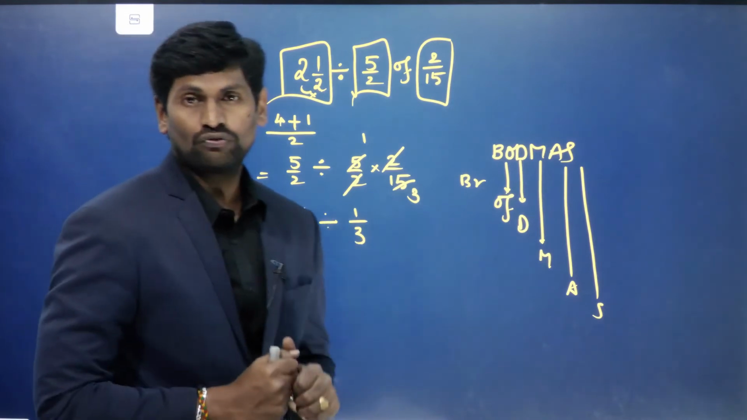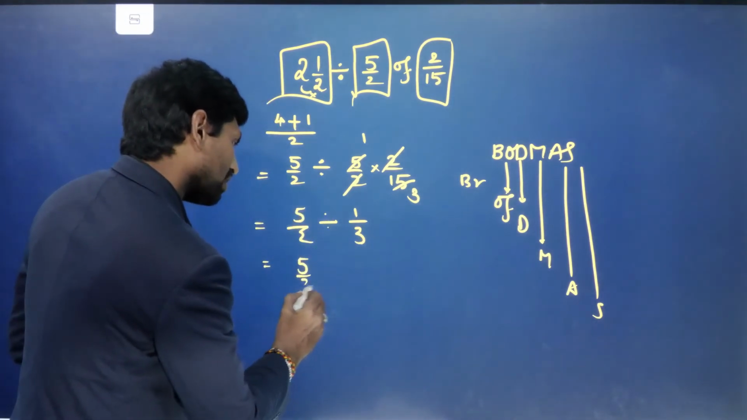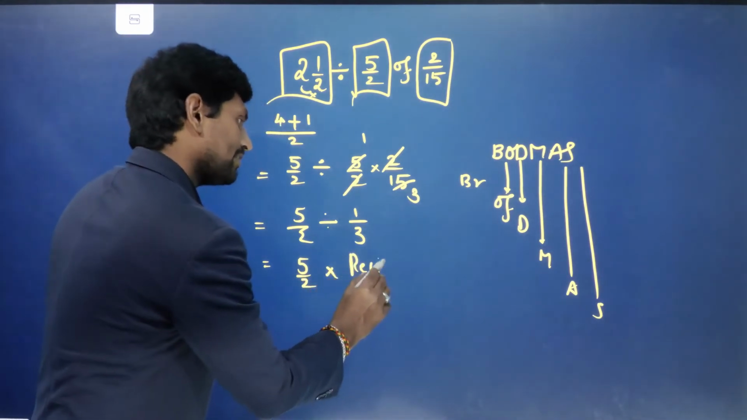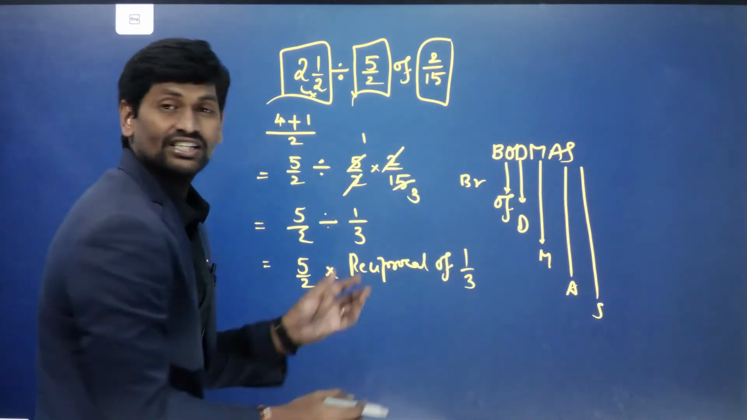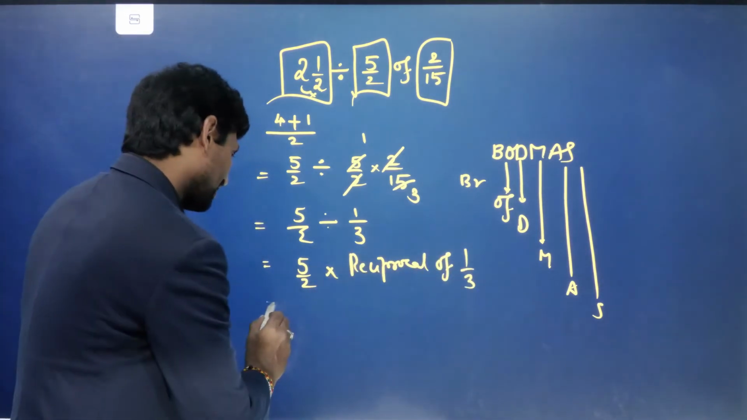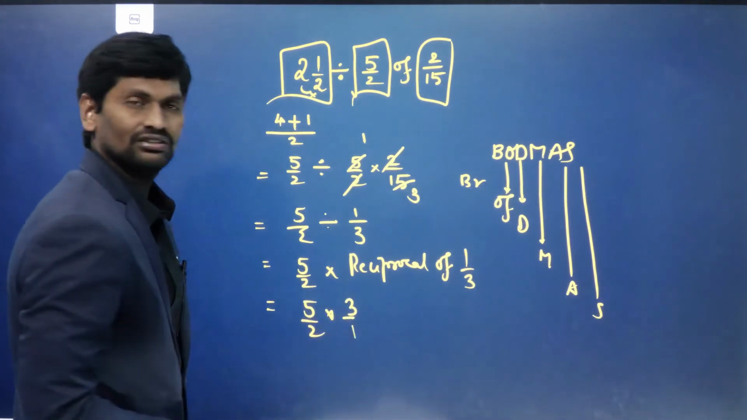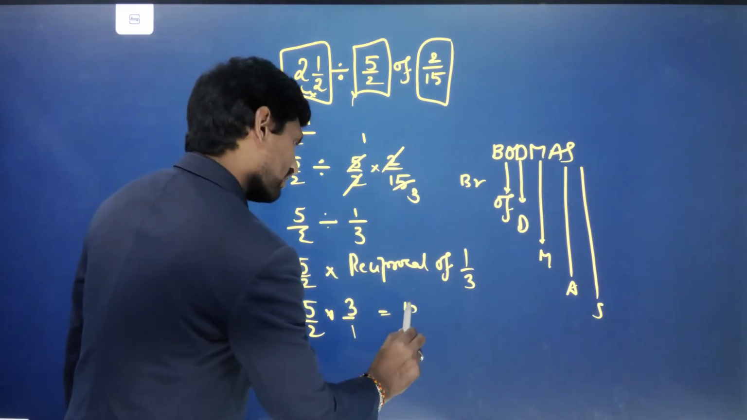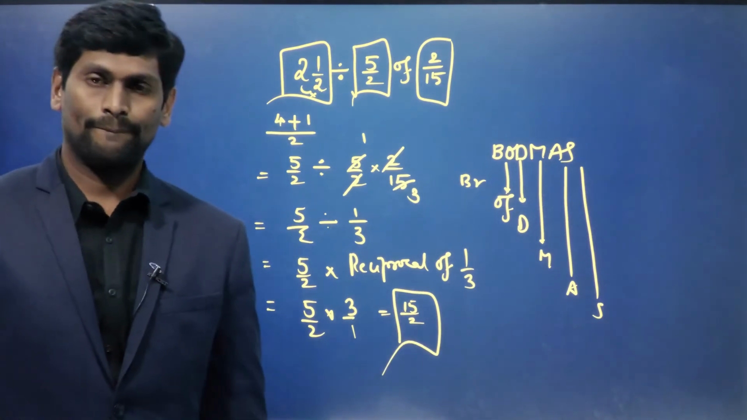So it is division of two fractional numbers. How to do division? By applying the reciprocal. Reciprocal of the second fraction. The second fraction is 1 by 3. Okay? Right. So 5 by 2 into the reciprocal of 1 by 3, which is 3 by 1. Now product of numerators by product of denominators: 15 by 2, there is no cancellation. The answer is 15 by 2 itself.